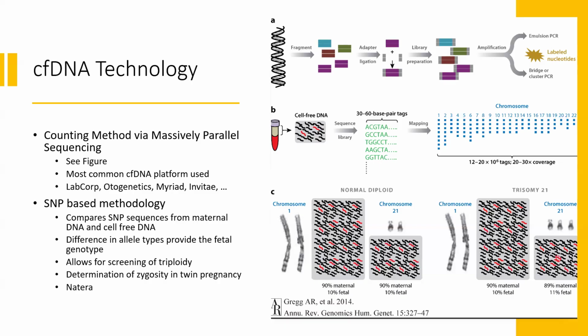The SNP-based technology is a little bit different because it's not counting all of that cell-free DNA that's present. It's actually differentiating between maternal and fetal genotypes. Because of the differences in the SNPs across the baby and across the mother, it allows for additional screening. So we can detect triploidy, which is when a fetus has an entire extra set of chromosomes. We can also detect zygosity of a twin pregnancy.